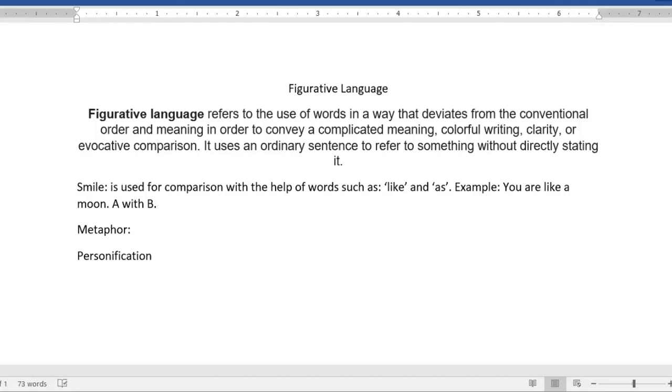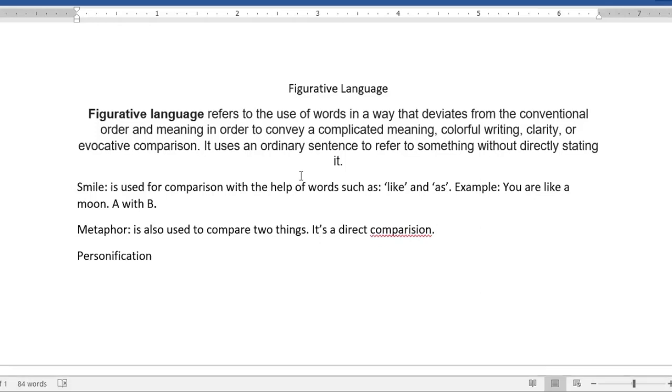Metaphor is also a comparison. Metaphor is also used to compare two things. Now it's a direct comparison. Let me write it. It's a direct comparison. So meaning you won't use words such as like and as. Meaning you would say somebody, for example, A is B. You would say somebody is something. So you won't use the words like or as.